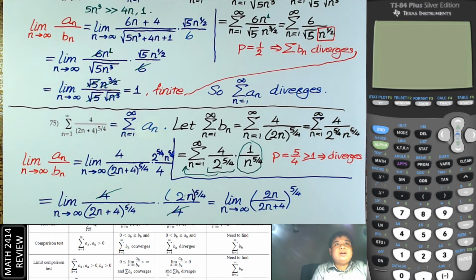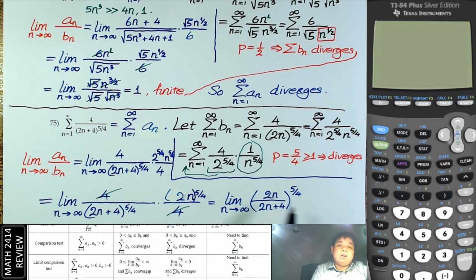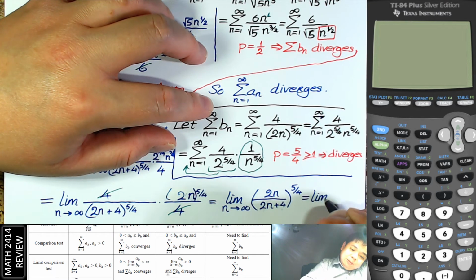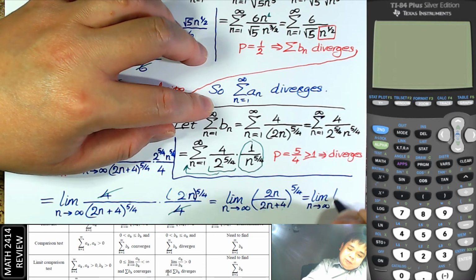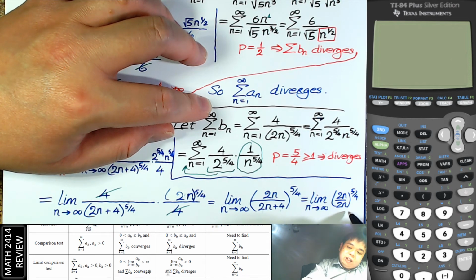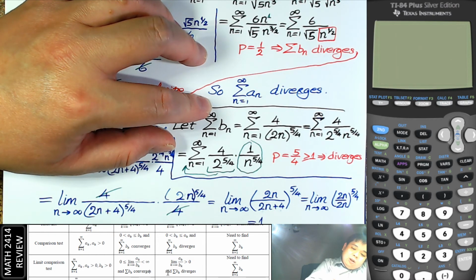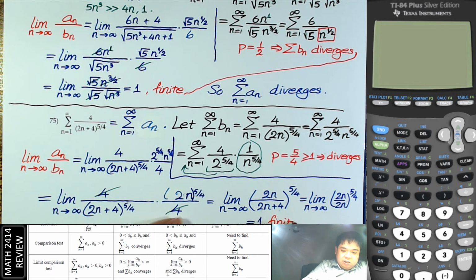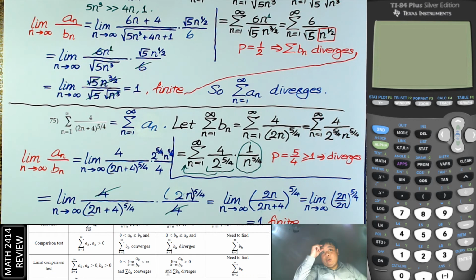Now, as n goes to infinity, this goes to 1, right? 2n goes faster to infinity than 4, so just ignore the 4. 2n over 2n is just 1. And 1 to the 5/4 is equal to 1, which is finite, or a finite constant. So that means the behavior of b sub n and a sub n will be the same, since b sub n is divergent.